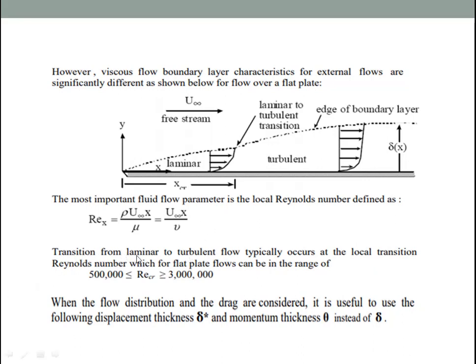The transition from laminar to turbulent flow typically occurs at the local transition Reynolds number, which for a flat plate flow can be in the range of 5 times 10 raised to 5, which is less than the critical Reynolds number, and which is greater than 3 times 10 raised to 6 for a transition from laminar to turbulent flow.